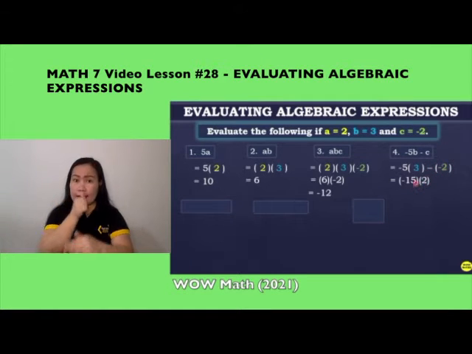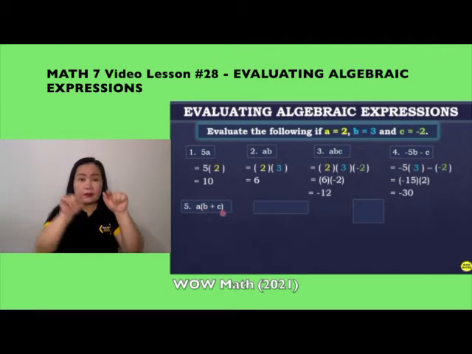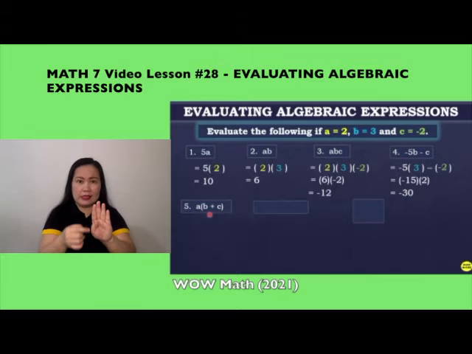Okay? So, negative 15 times 2, that is negative 30. Kasi different signs yan. Next. I have A times the quantity of B plus C. So, ito meron na tayong parang i-distribute dito, no? So, first, substitute muna natin.